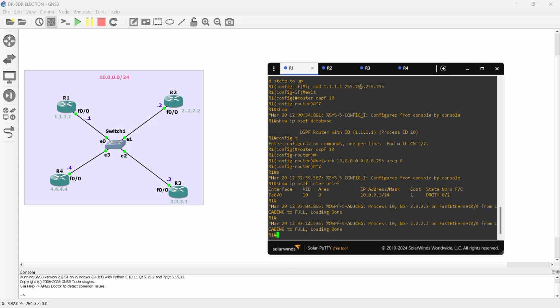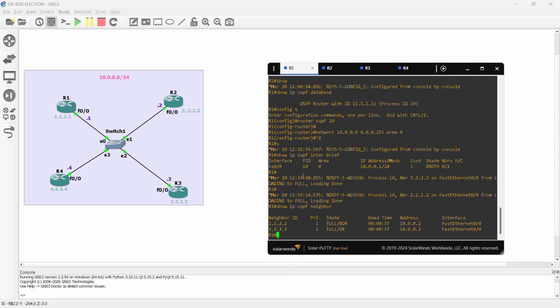Now we'll go and see the neighbors. So, show ip ospf neighbor. Here, as you can see, R1 has these neighbors, R2 and R3. R2 is in the state of full, it is fully synchronized, and the state is BDR. R2 is in BDR state.